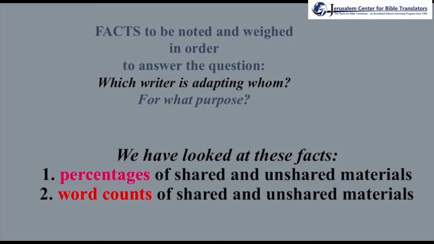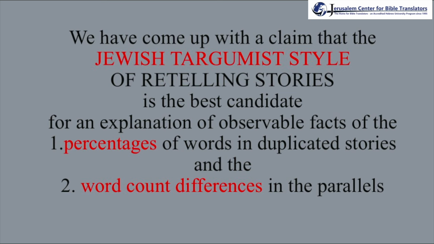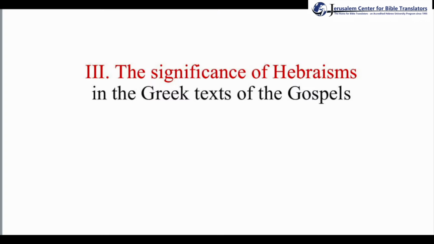And we've looked at facts like the percentages of the shared and unshared materials in each gospel, the word counts of shared and unshared materials. And we've come up with a claim that the Jewish Targumist style of retelling stories is the best candidate for an explanation of observable facts of 1, the percentages of words in duplicated stories, and 2, the word count differences in the parallels. So now we'll move to the third point of our 5 points, the significance of Hebraisms in Greek.